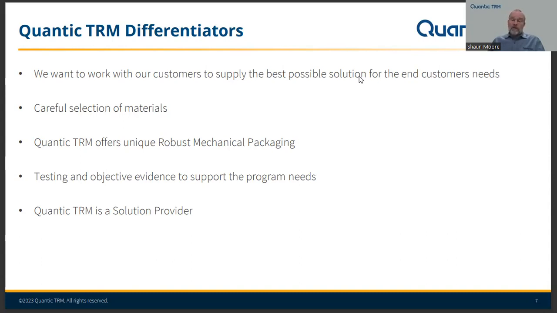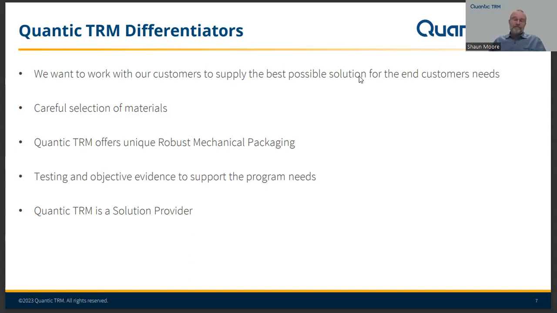TRM really does a good job of being very careful about selecting materials, to make sure that the materials we use to design the product will meet the power and the environments that the design needs to be in. We have robust mechanical packaging. We like to test and provide the objective evidence that the part does meet your requirements. The bottom line here is we want to be your solution provider. So think of us as a free consulting service for passive microwave components. We'd like to work with you to make sure that the part we deliver is the part that you need.